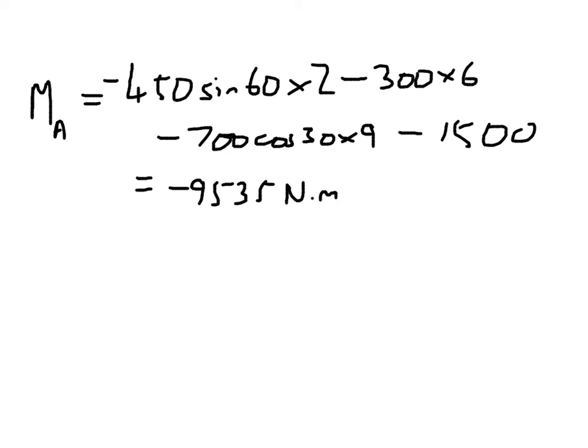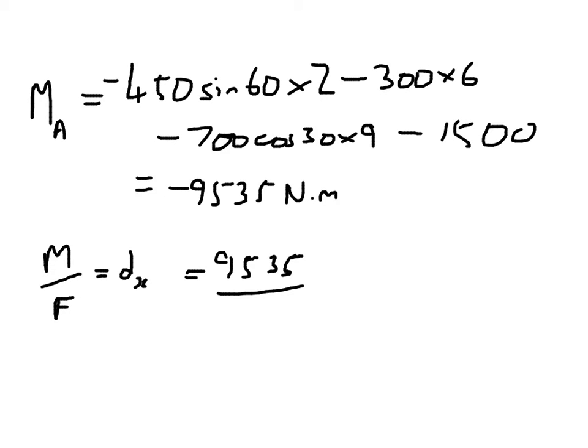It doesn't ask you to work out how far along the beam from A that resultant force acts, but you could do. So you could say my moment over my resultant force will equal my unknown distance. I don't know why I've called that dx, distance from A, distance in the x direction. 9,535 over 1296, because it's only the 1296 component of the resultant force that would contribute to your moment, and that will equal 7.36 metres.